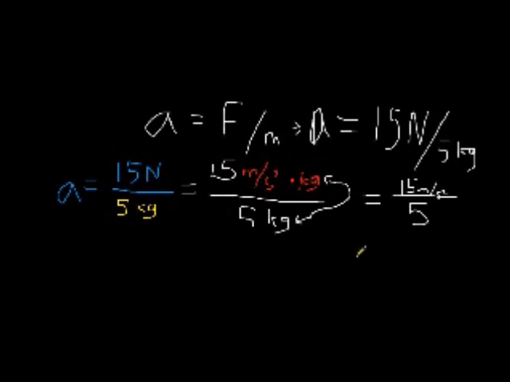And then what we do now is divide 15 and 5. We don't worry about the units yet. 15 and 5, and we get 3 at the top, and there's nothing left at the bottom because the 5 is already divided into the 15. So we get 3, and then the meters per second squared is still there. So this is our final answer.